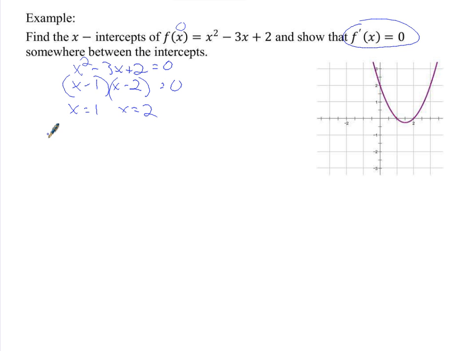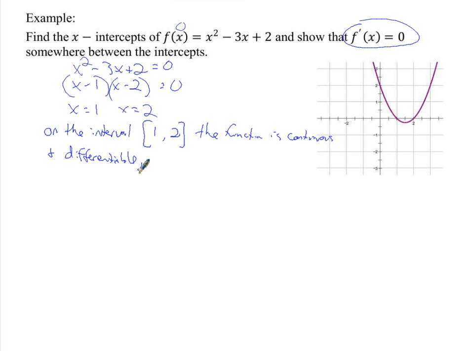So I could say something like, on the interval 1 to 2, the function is continuous and differentiable. And so I'm setting up Rolle's theorem here. It does take a little bit of writing.